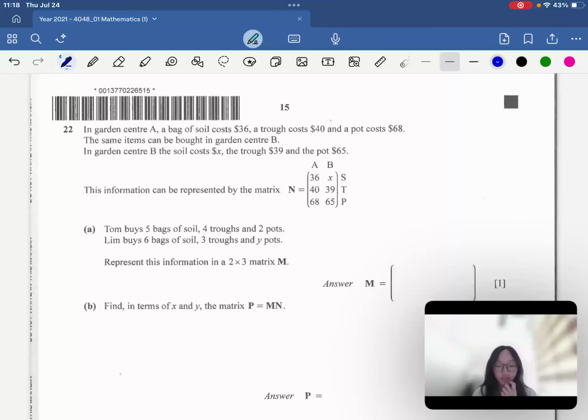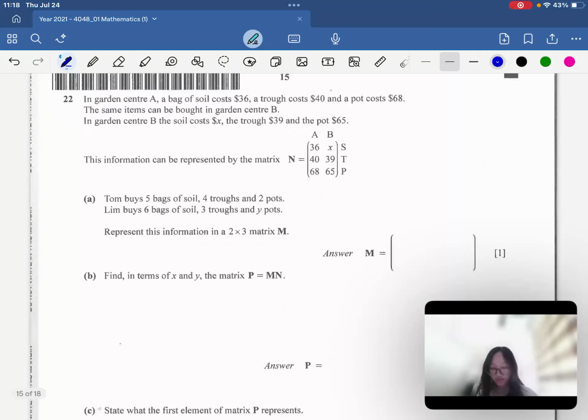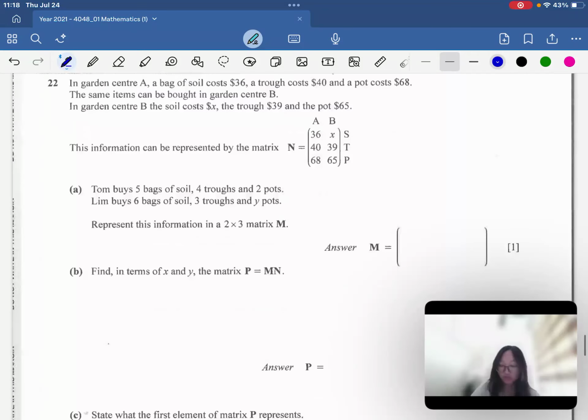Okay, so we can see that there's a sample matrix that's given to us in the beginning. And now for part A, they want us to represent the information in a 2x3 matrix. So 5 bags of soil, 4 troughs, and 2 pots by Tom. So this would be indicated as 5, 4, 2, 6, 3, 5. It's given by the information, and it's a 2x3 matrix.